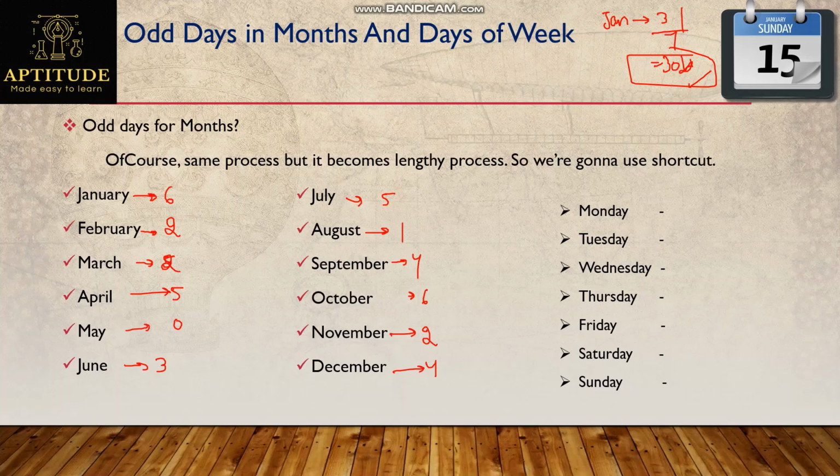You can remember in a pattern like 6 2 2 5 0 3 5 1 4 6 2 4. You can remember the pattern, and whenever you get a particular month in a problem, you can take out this value.